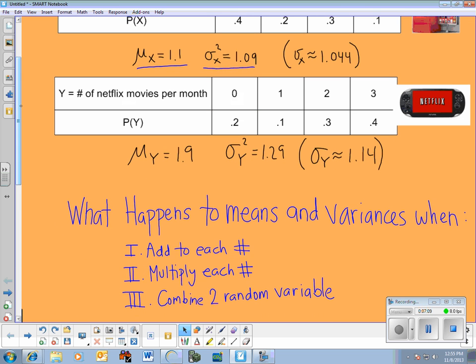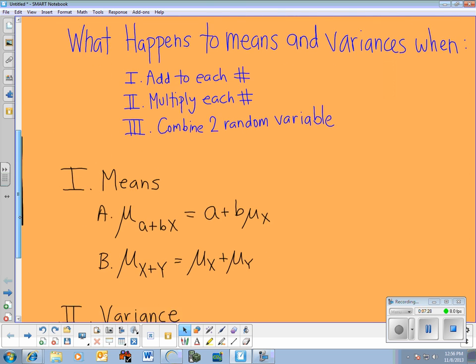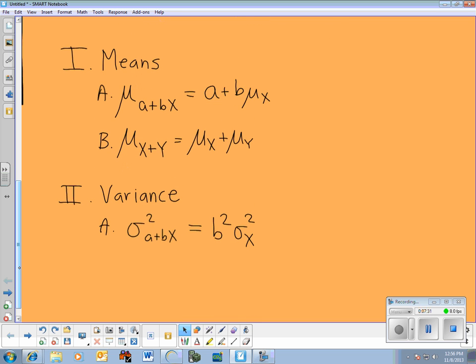If we're talking about Netflix, the variance is 1.29. If everybody increases by 1 movie per month, then we're still going to be at 1.29. But let's say everybody doubles, right? They double their output. Well, if they double, the variance is not only going to increase, but it's going to increase by a factor of 4 because of this square. So if B is 2, our variance actually turns into 4 times what it originally was. All right? So there is variance if we're doing adding and multiplying to the numbers. Okay?